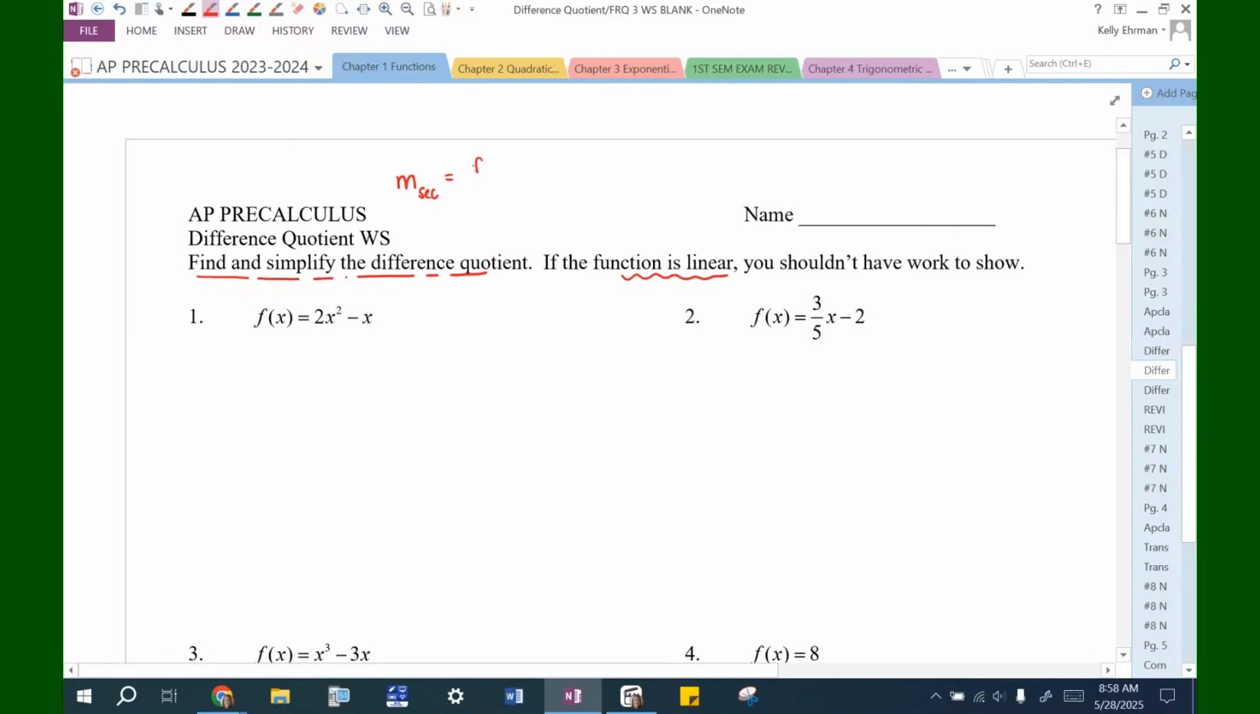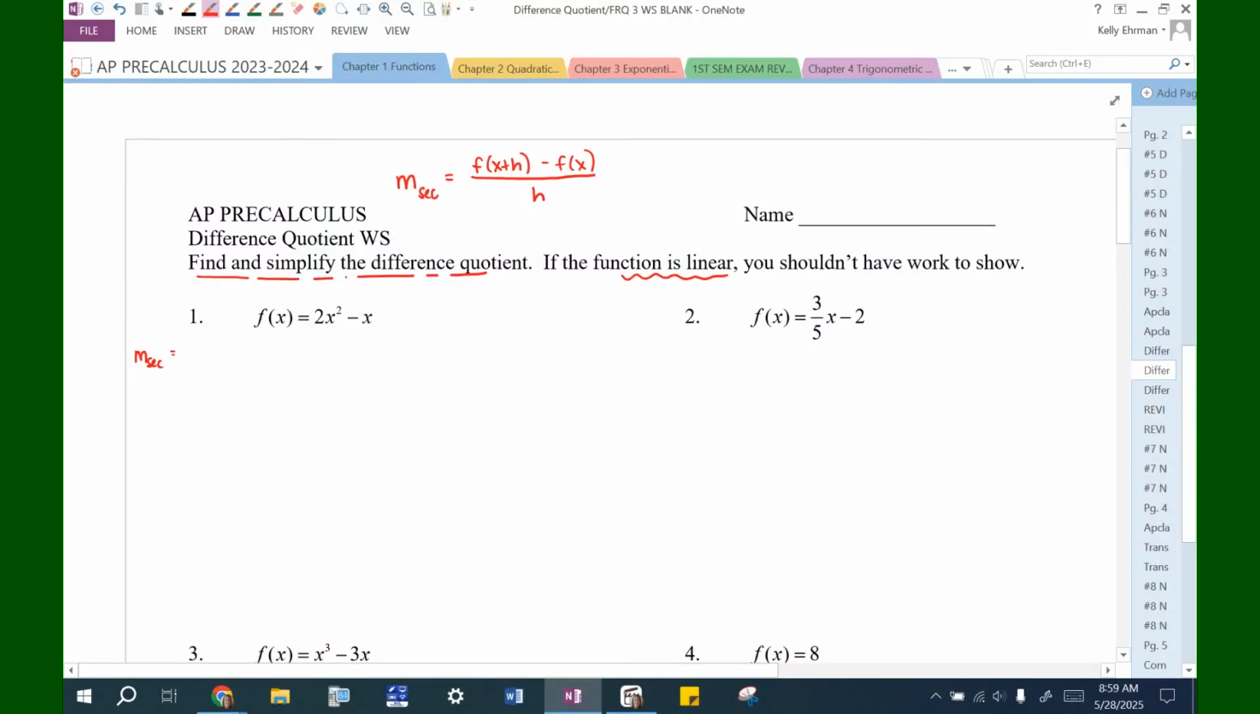The formula is f of x plus h minus f of x all over h. Now take a look back at the notes if you want to know where that formula comes from, but we're basically just finding the slope between 2 points, and they are h units apart. All right, so we need to begin by just setting this up.